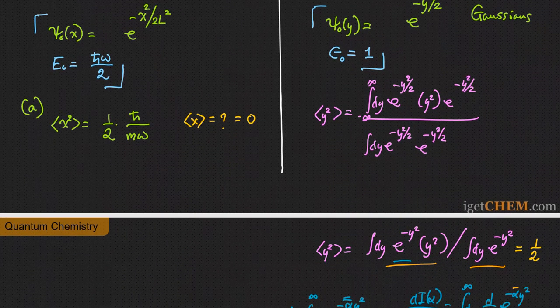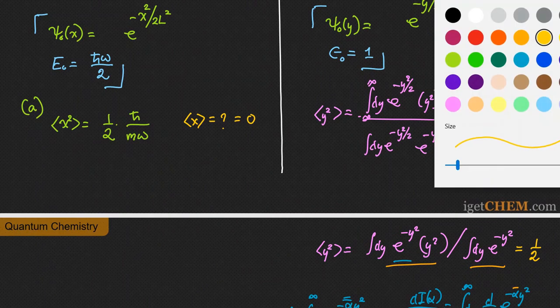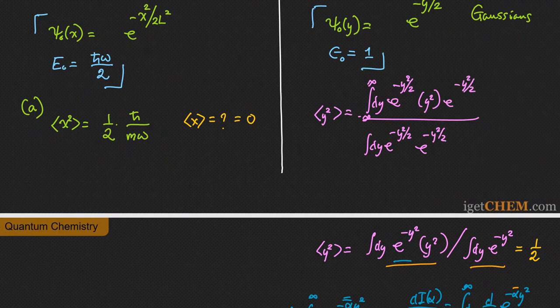From this you can then easily calculate the variance in the x measurement, which is defined as the expectation of x squared minus the square of the expectation of x, which is really just the square root of this. So the square root of 1/2 h bar divided by m omega. Okay, so that is delta x. Now we have to do part B, which is the same thing but for delta p.